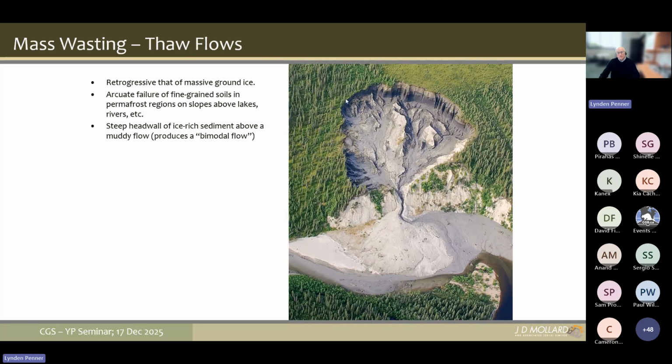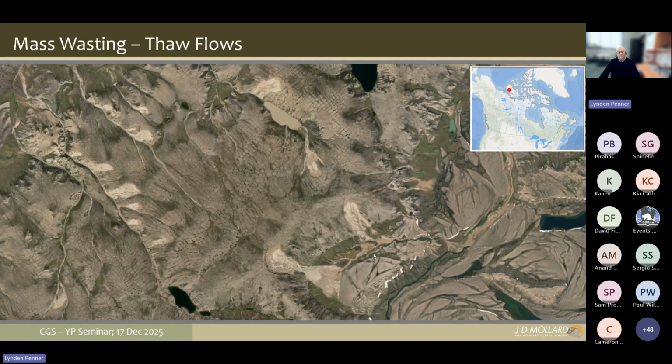Thaw flows, thaw failures, where you've had thawing of ice-rich permafrost, saturated sediments flowing down slope. So you've got quite a large failure bowl, a very narrow failure channel or failure chute, because the material is essentially liquefied and then flows and spreads out below. So very diagnostic shape to these thaw flows.